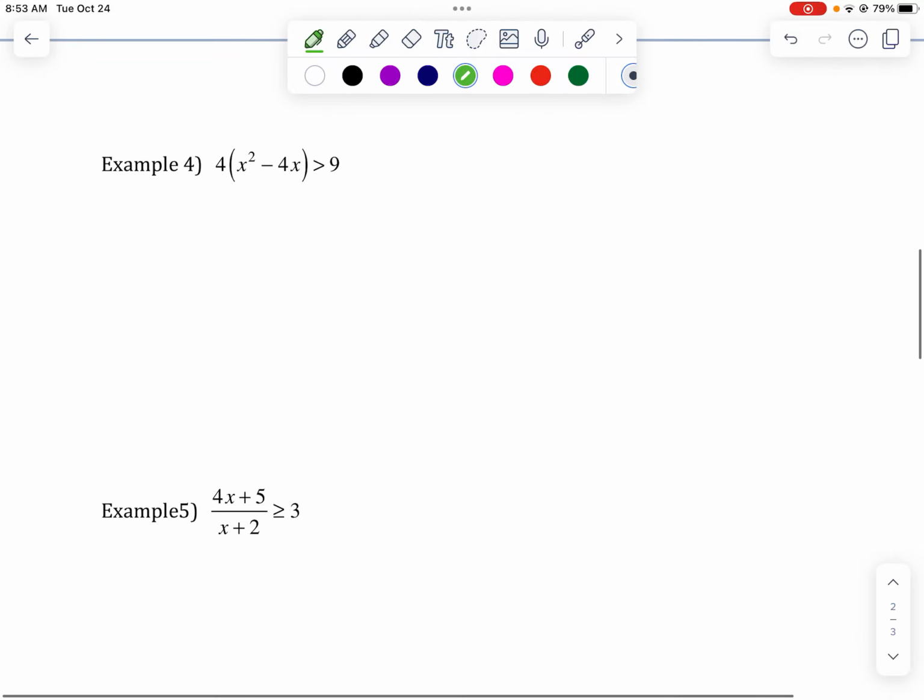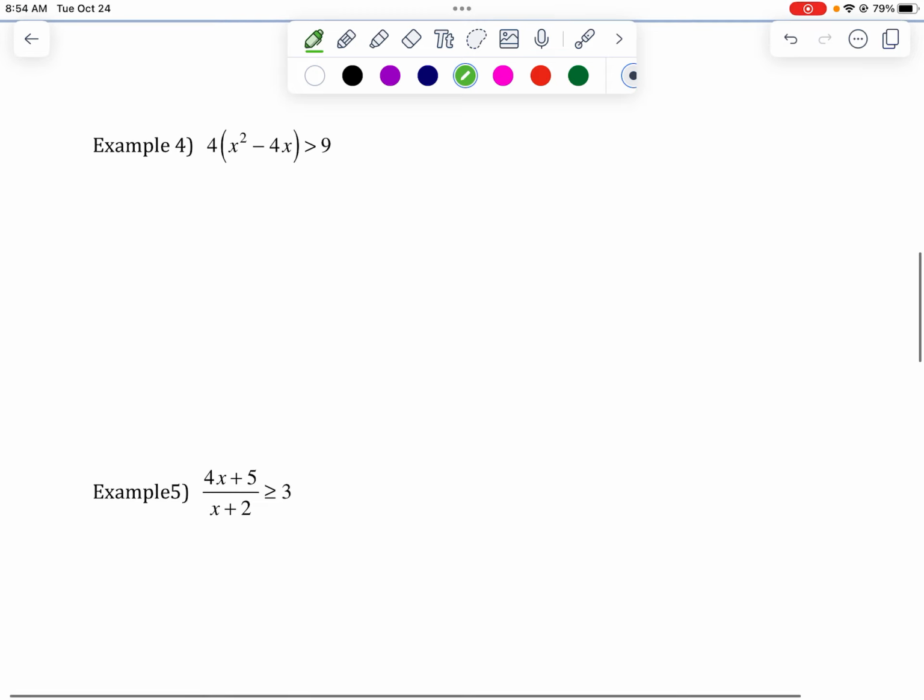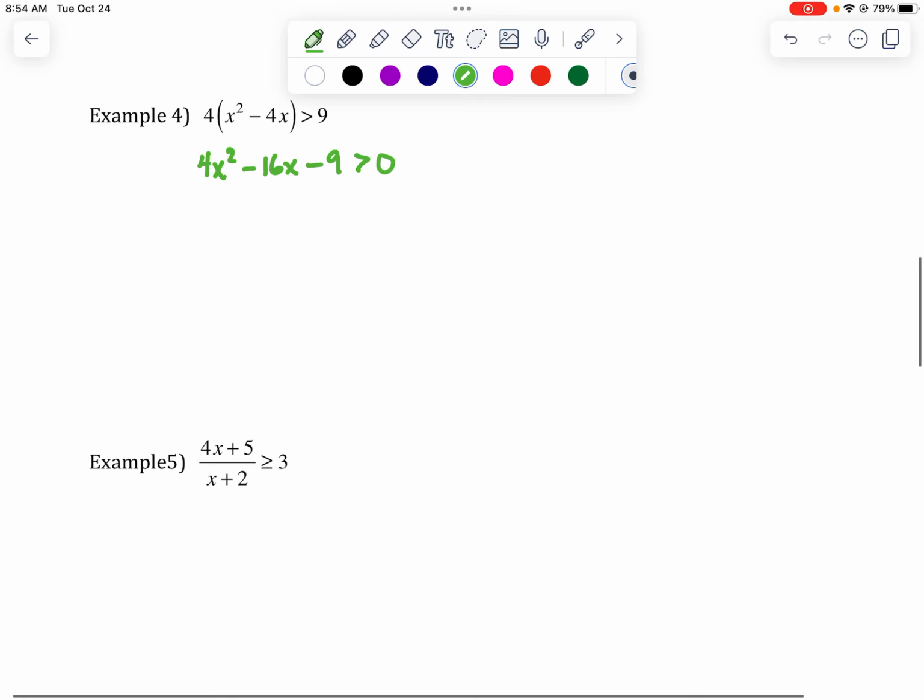Let's just do a couple here where it's not compared to 0. So this is going back to yesterday, but we've got a little bit of work to do here because it's not compared to 0. So I would first distribute that 4, and get 4x squared minus 16x. And then I can subtract my 9 over. And so I'm going to have that. So now I need to factor that.